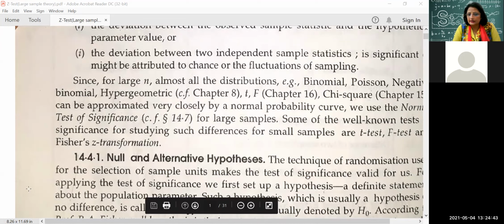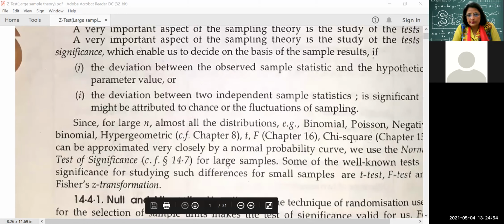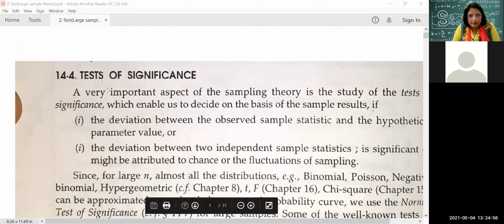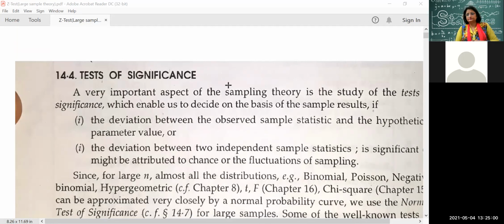So first in the category is the null hypothesis. First of all, you will set the null hypothesis, then you will check the alternative hypothesis. So before coming to null and alternative hypothesis, here is a very important topic. They have written the test of significance.